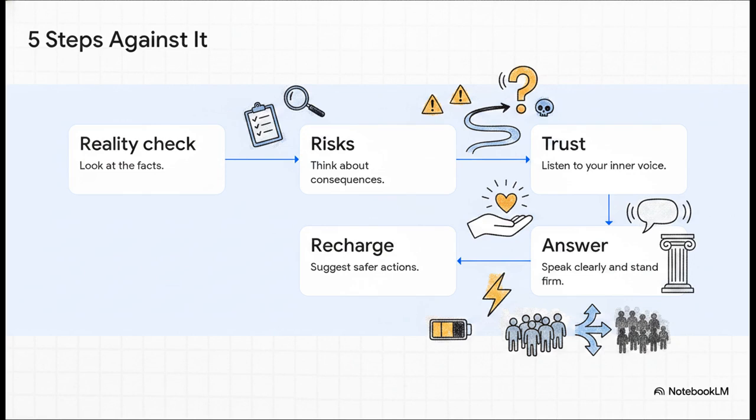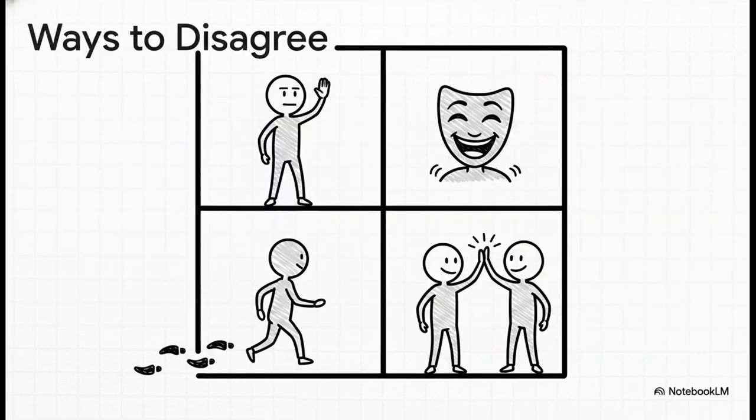Step 1, do a reality check. Just look at the hard facts of the situation. Step 2, assess the risks. Think about the consequences before you leap. Step 3, trust yourself and listen closely to your inner voice. Step 4, answer. Speak clearly and stand your ground without wavering. And Step 5, recharge. Suggest a safer alternative action, or, if you have to, migrate and find a new, safer herd of friends.